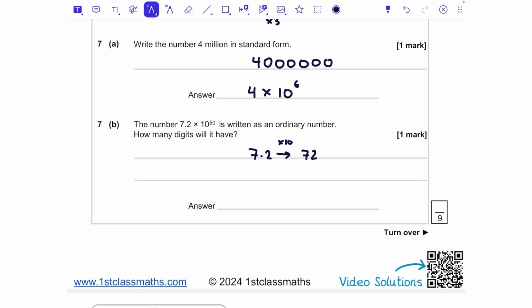Now I'm going to do that 50 times, but the first time I did it, it ended up with 2 digits. So if I'm going to do it 50 times, but it started with 1, it's going to be 51 digits in total, because every time you're multiplying by 10, it's moving one place value column over.